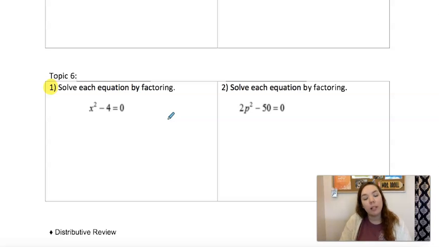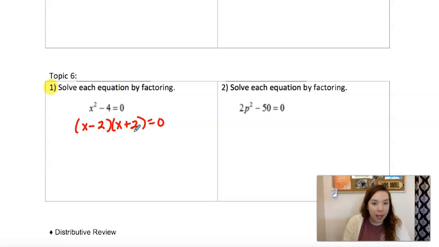Topic 6, number 1, this time I have a difference of 2 perfect squares. So to factor that, I'm going to have x minus 2 and x plus 2 equals 0, because 2 is the square root of 4 and x is the square root of x squared. If I were to FOIL this back out, double distribute, use the box method, whatever your preference is, I would end up having no middle term. So you can also think of it as what multiplies to negative 4 but adds to 0, since there's no middle term, which would be negative 2 and 2. So in this case, I would have positive 2 for this piece, negative 2 for this piece.